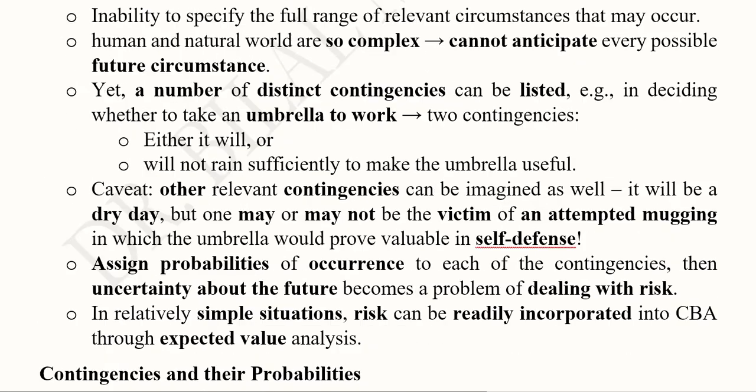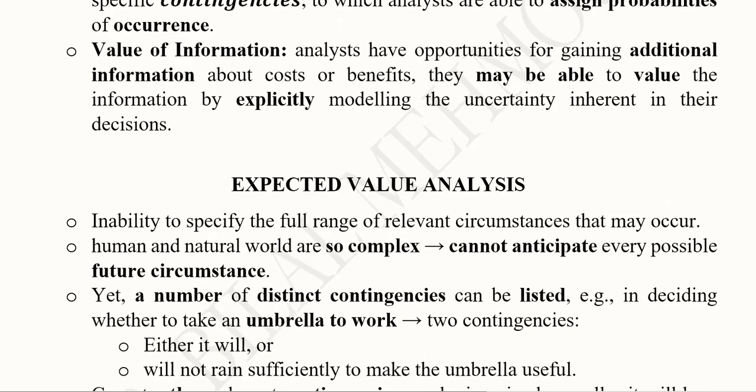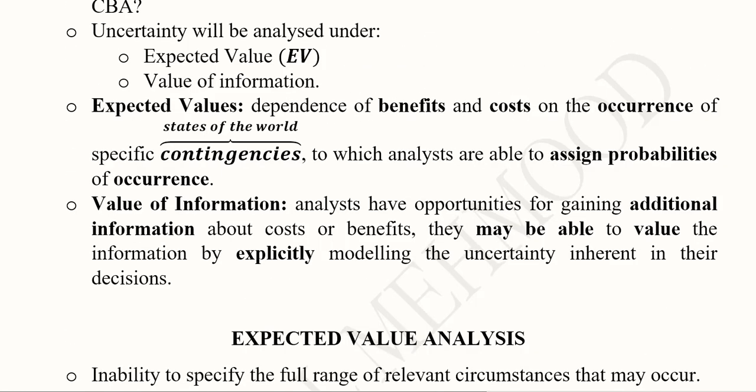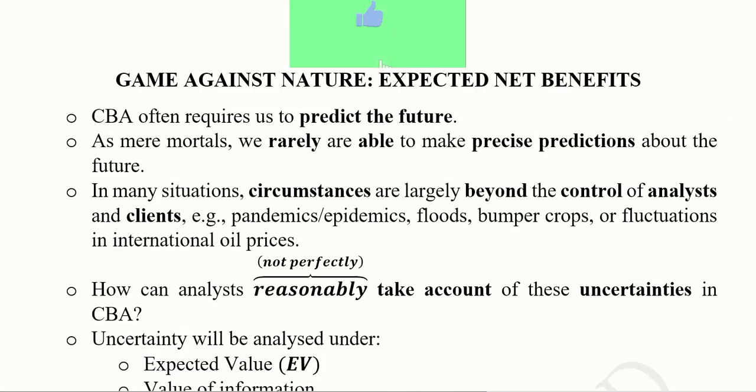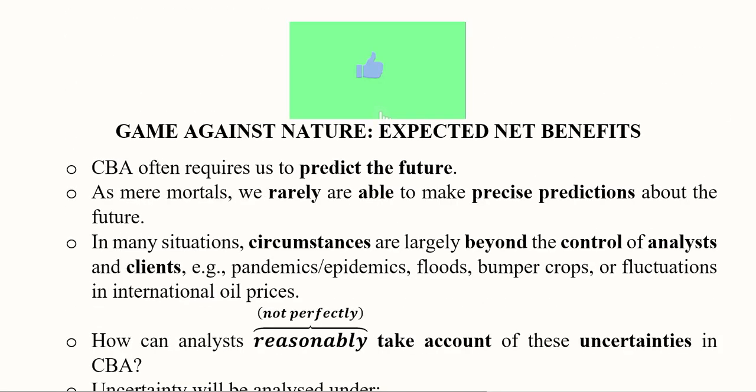And finally, this was the example of the expected value analysis, and we did not go into the details of the value of information, but in our next video we'll go into that detail. So this was the game against nature, in which we found the expected value of net benefits or net costs, as the case may be. Here there were net costs.